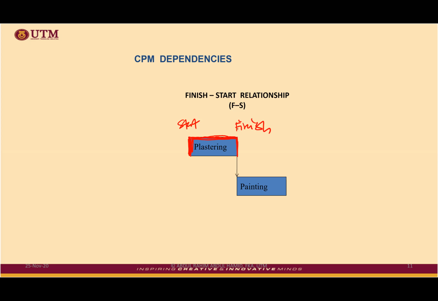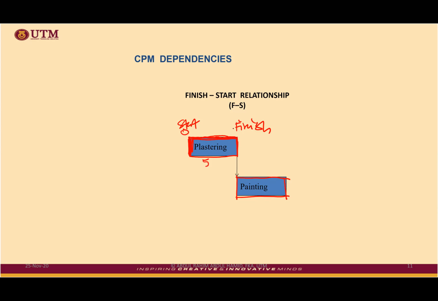The right side of the box is finished. And then, immediately after you finish plastering, you will start painting. But you will not start painting on the same day. If you finish plastering at 5 o'clock during that day, then painting will be started on the next day, not on the same day. But for calculation purposes, we simply start with 0 days.